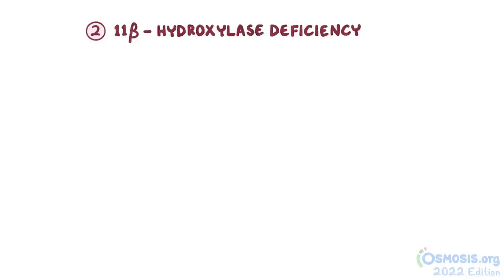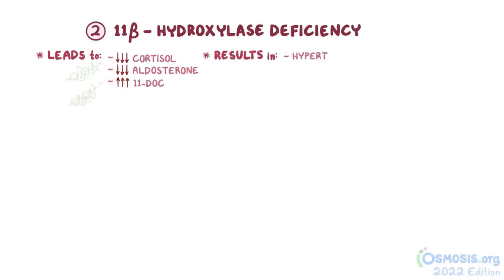Another cause is 11-beta hydroxylase deficiency. This also leads to low cortisol, and while aldosterone levels are low, there's a buildup of 11-deoxycorticosterone, which has a weak mineralocorticoid activity and results in hypertension. Also, a lot of progesterone gets converted to excess dihydroepiandrosterone sulfate, causing virilization in females.